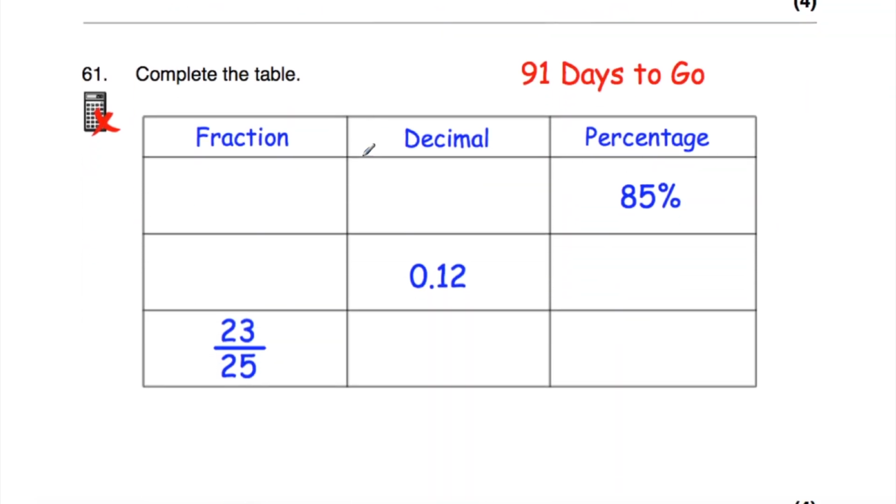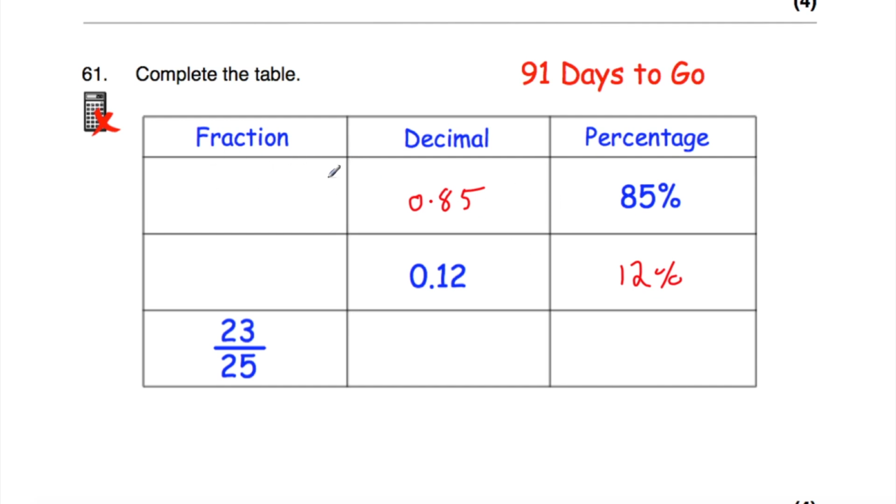Question number 61 is on fractions, decimals, and percentages. So let's have a look at this. We've got our 85%. Well, as a decimal, that's 0.85. That's quite straightforward. We can just divide this by 100, so 0.85. And our 0.12 for our decimal, we can multiply by 100, would be equal to 12%. So we've done those ones quite easily.